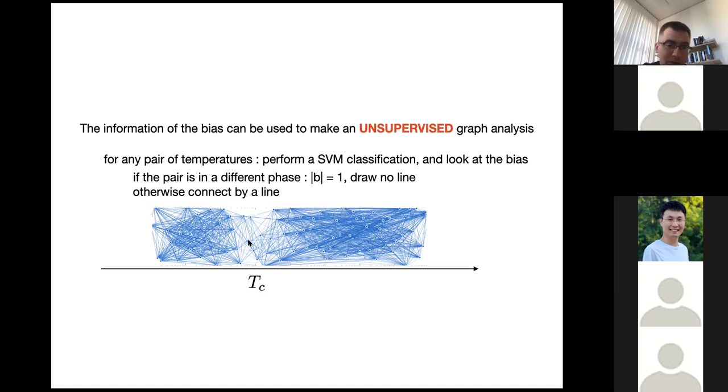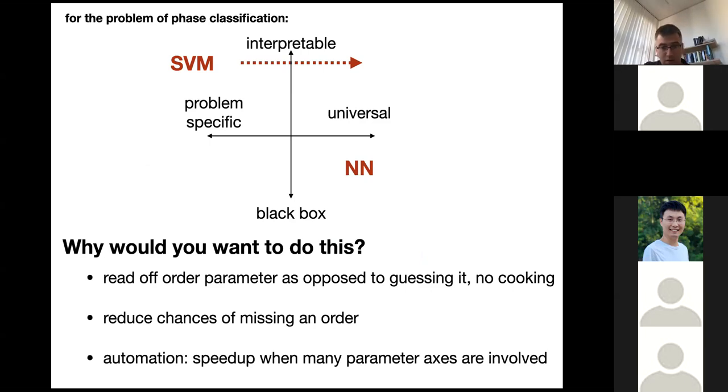I hope it will become clear later that the purpose of this is to identify regions, and then to figure out the order parameter we go into pooling and into representative samples only to compare. Okay, that makes sense, thanks. Thank you for the question.